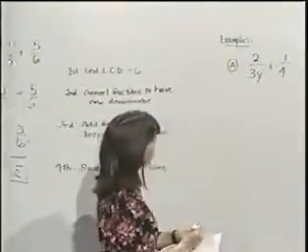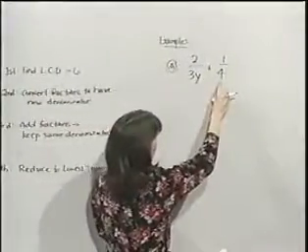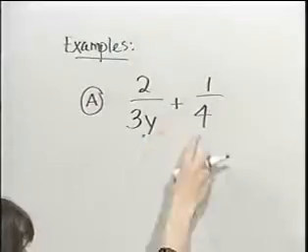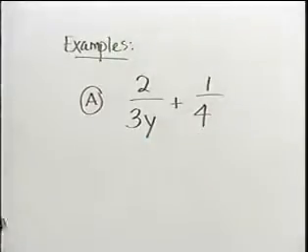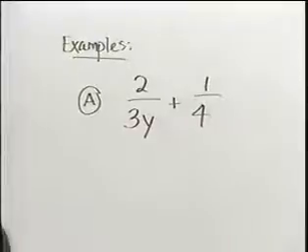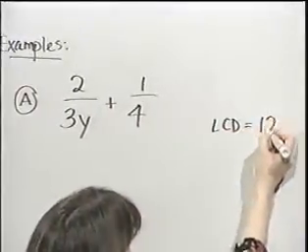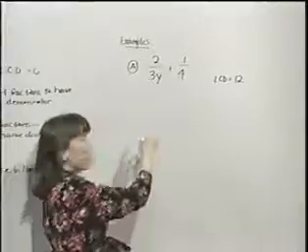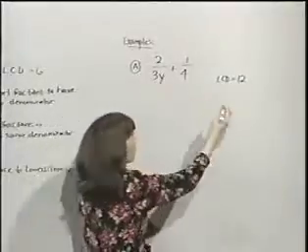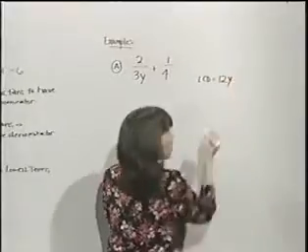So our least common denominator, 3y and 4, well, let's just focus on the numbers first. 3 and 4, the smallest number they both divide into is 12. So off to the side, let me just write down the LCD is 12, but I'm not done yet because I have to remember my variable, y. So I'm going to say the least common denominator is 12y.